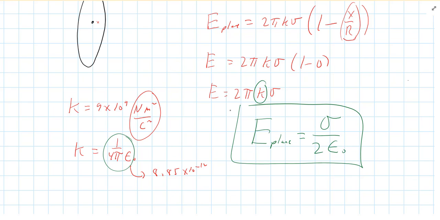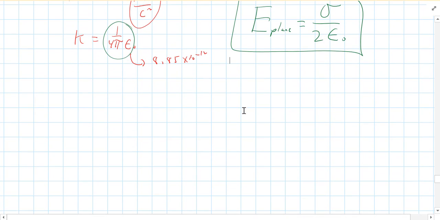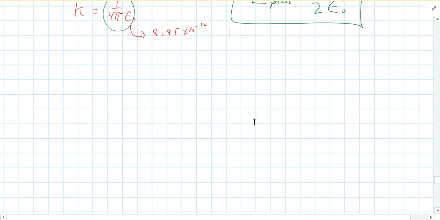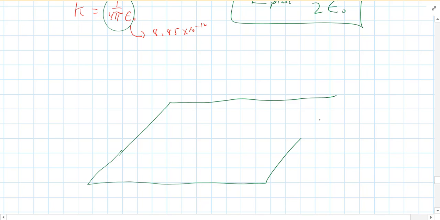Well, here, sigma and epsilon naught are both constant in this problem, so the electric field is constant. So here's why that is on a conceptual level. Here's what I want you to imagine. I want you to imagine you have a large plane of charge. I'm going to make it horizontal, okay?